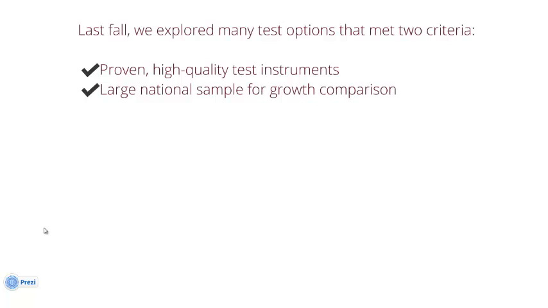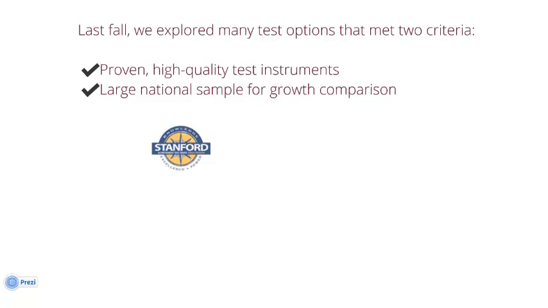Based off that feedback, we went out and researched as many different test options as we could find at the time that met two criteria. The first was that it had to be a proven high-quality test that had been vetted. So we looked for tests that other districts had used, that other CMOs had used, that we knew were high-quality instruments that had been tested beforehand. And the second was that it needed to have a large national sample so that we could calculate relative growth, i.e. there were lots of other test occasions that we could compare our students against so that we could get a sense for how students were growing over time.